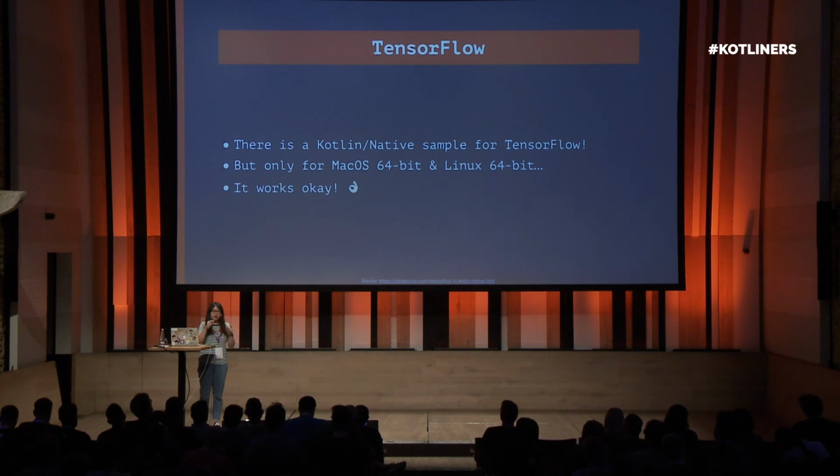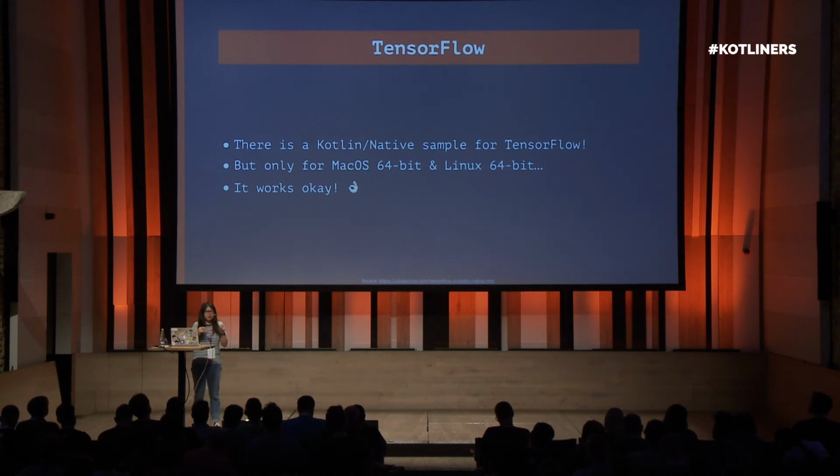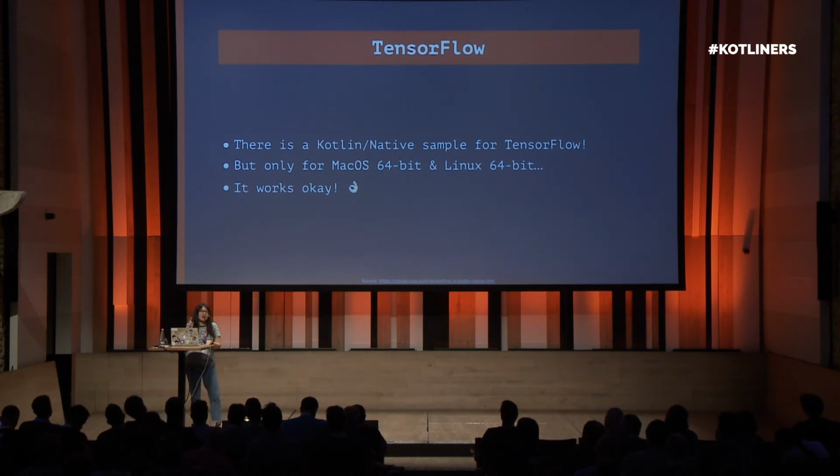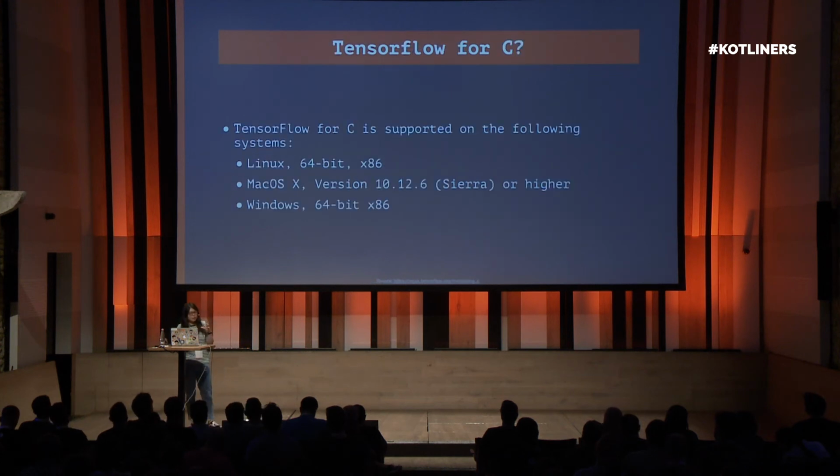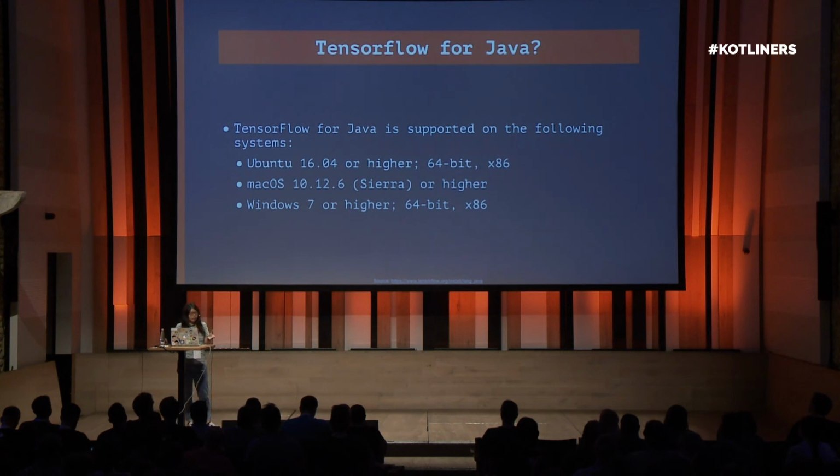But when you try to run TensorFlow with Kotlin Native, there's almost zero support. The only sample you can find on the internet is written by someone who is really strong and knows the TensorFlow APIs really well. I tried this sample out. It's inside the Kotlin Native sample repository. It works well on my MacBook, and it works well on my Linux machine. It's not available yet for Raspberry Pi. So I started to look at other possibilities. I saw there was a C library of TensorFlow, but it's not supported on 32-bit Linux. And there is a library for Java, but that's not supported on Raspberry Pis either.